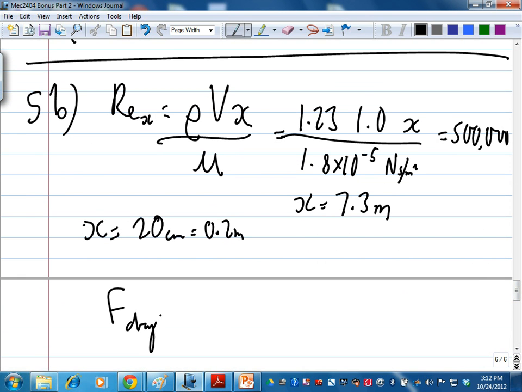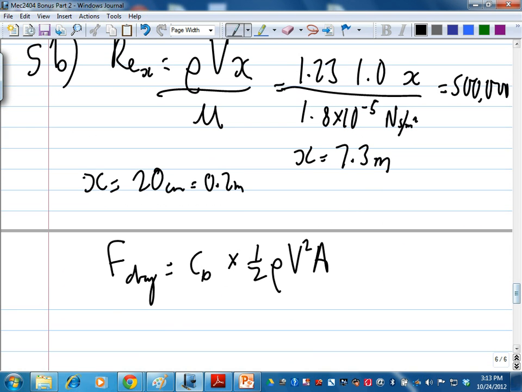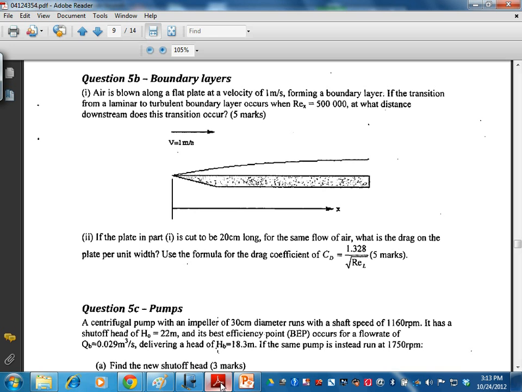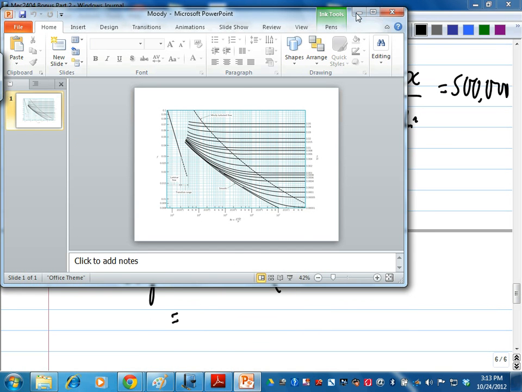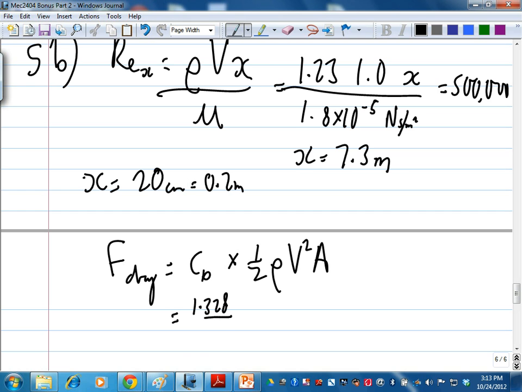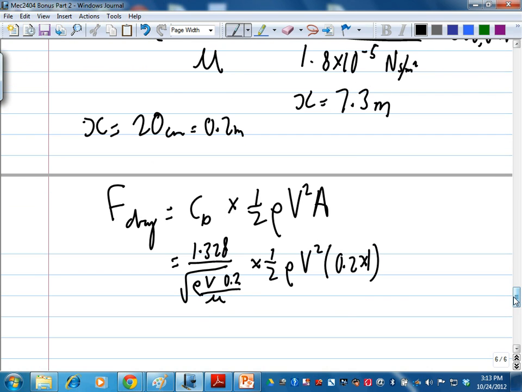F drag is equal to CD times half rho V squared A. What is CD? 1.328 over square root of Re_L. Re_L is rho V L, L is 20 cm, 0.2, over mu, times half rho V square A. A is 0.2 times 1. Okay? That's the answer. That's another 5 marks.